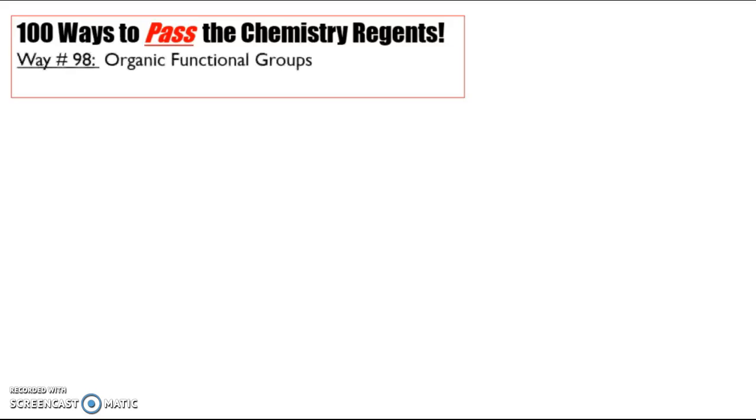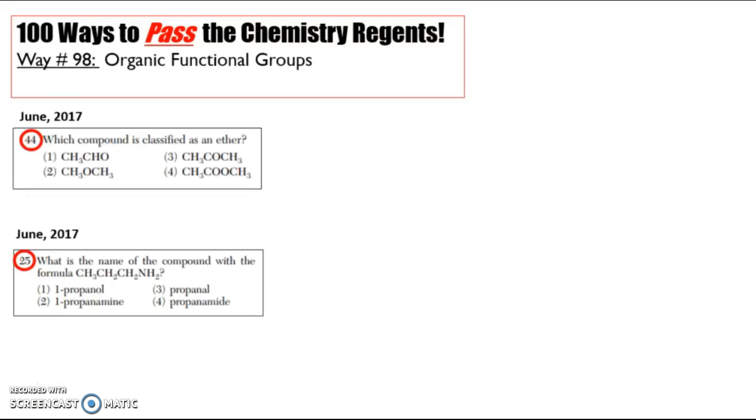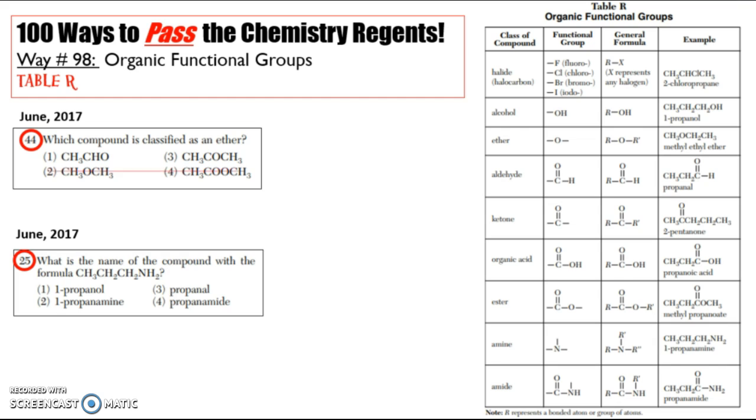Way number 98 on how to pass the chemistry Regents. If you see questions like these in your Regents, know you are being asked to identify an organic functional group. Use Table R in these situations. Which compound is classified as an ether?